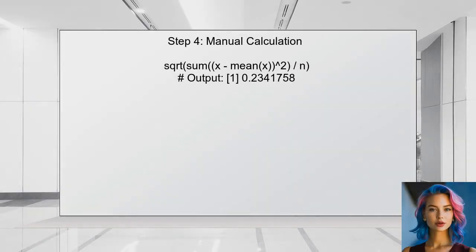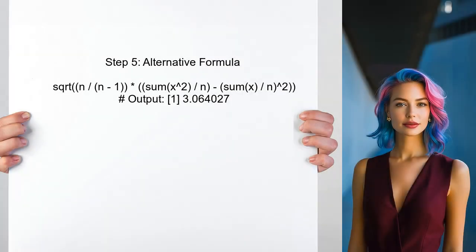To compute the population standard deviation manually, the user can use the formula that divides by n instead of n-1. This is crucial for population calculations. Finally, the user can verify their calculation by using an alternative formula. This involves summing the squares of the values and adjusting for the mean.